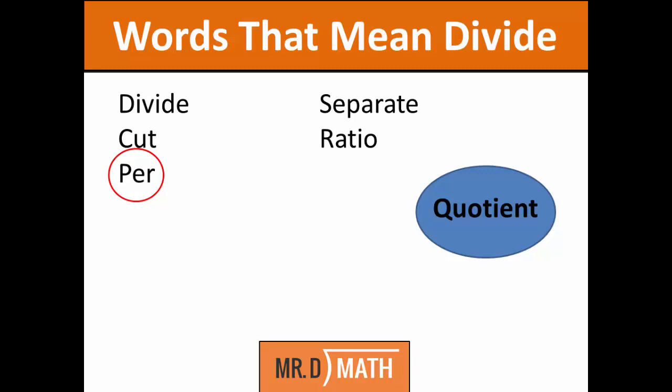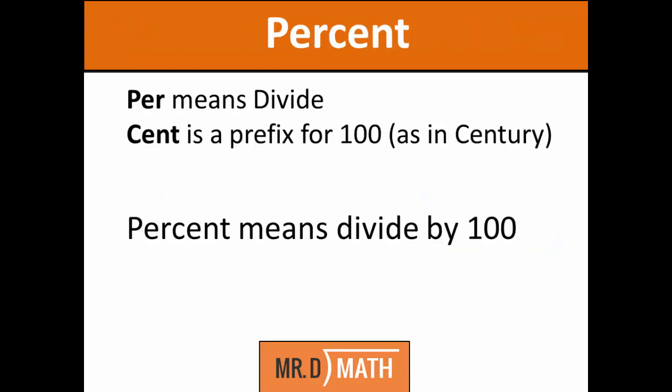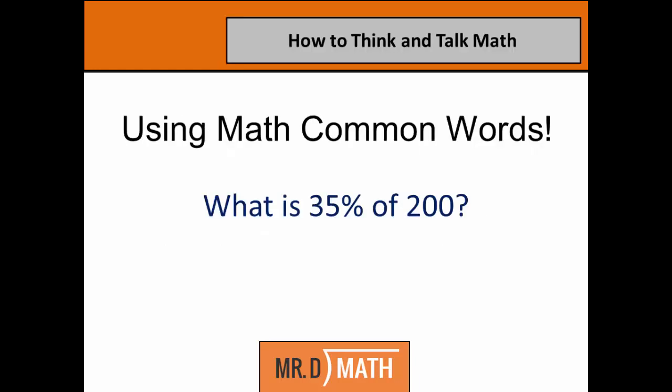Well, let's look at the word percent and what does it mean? Think about the word per, which means divide. Cent is a prefix for 100, as in century, so percent means divide by 100. By the way, when you divide something by 100, it does make the decimal move 2 places to the left. That's the whole point. So when you've heard the rule, move the decimal 2 places to the left, it's not because it's some rule that some math guy made up, it's because we're dividing by 100. There you go.